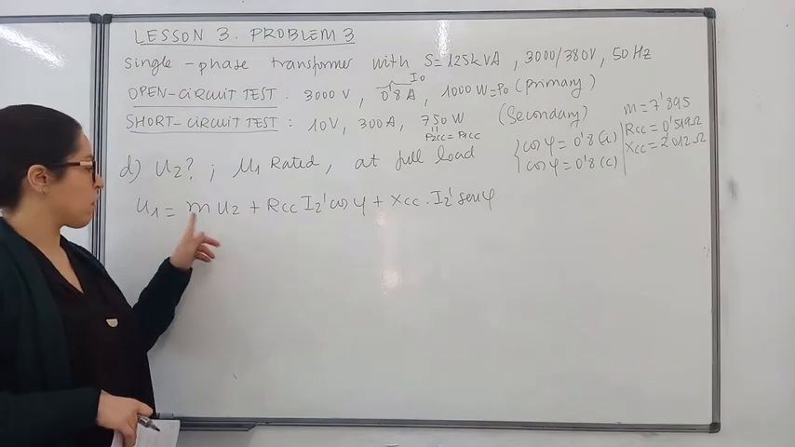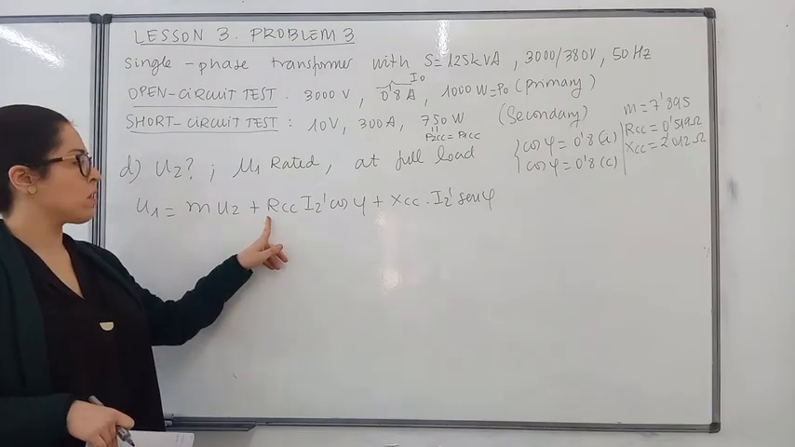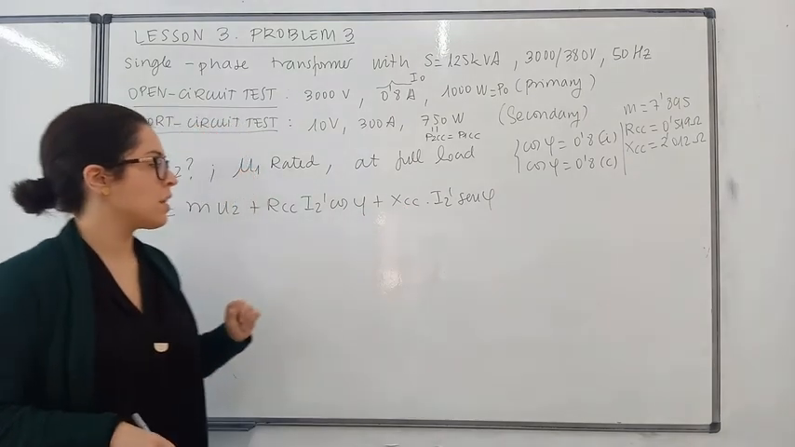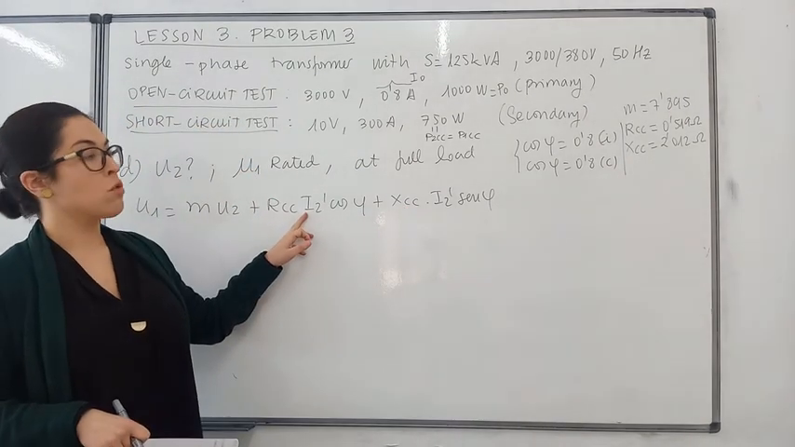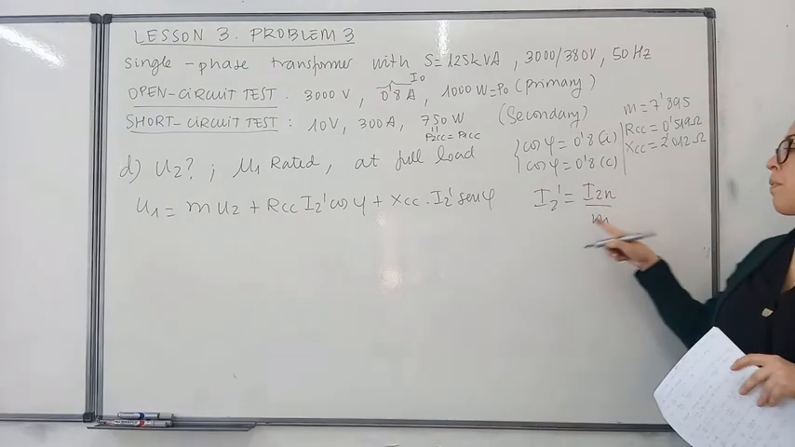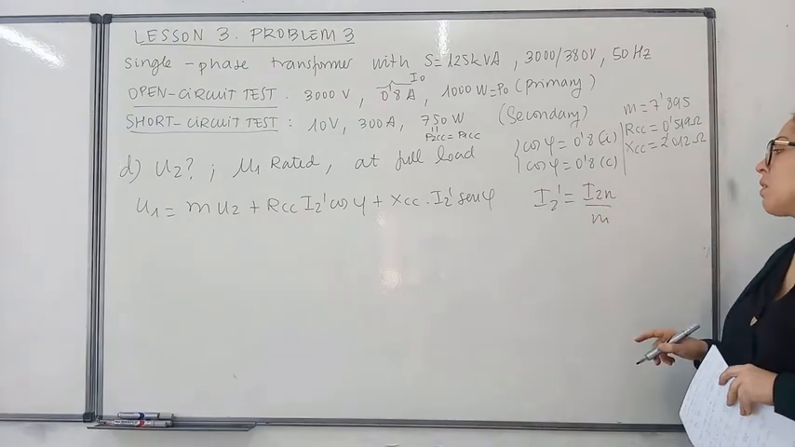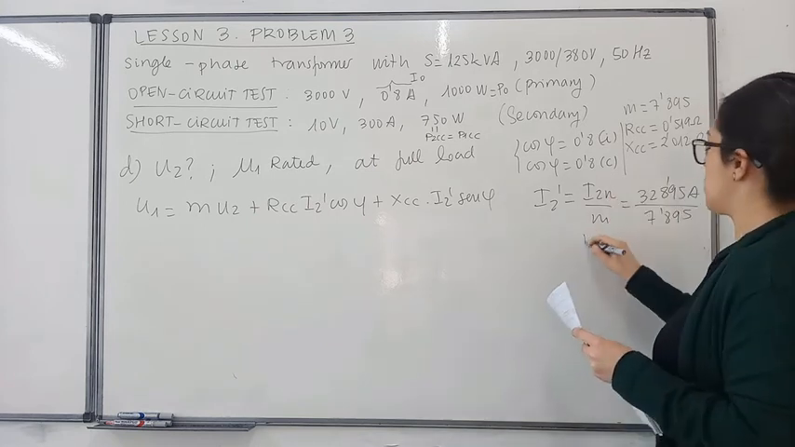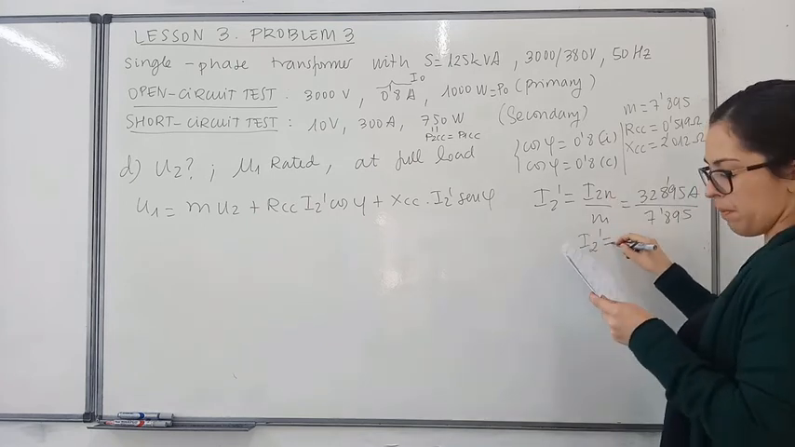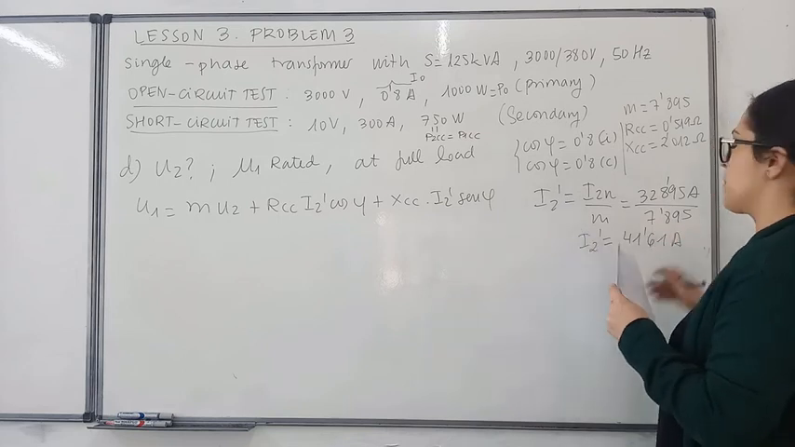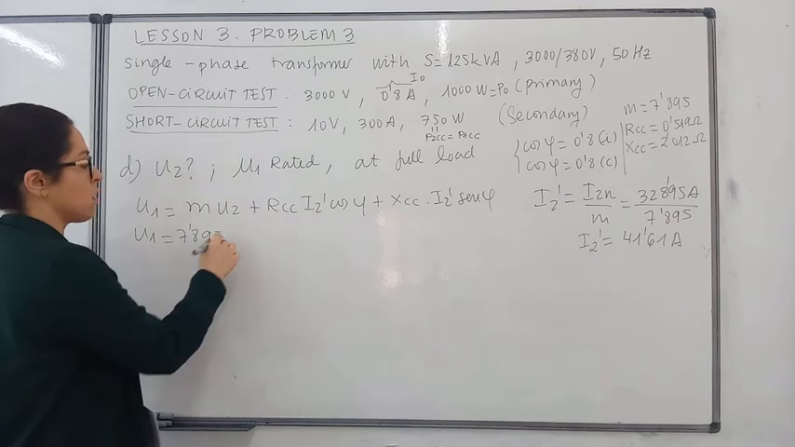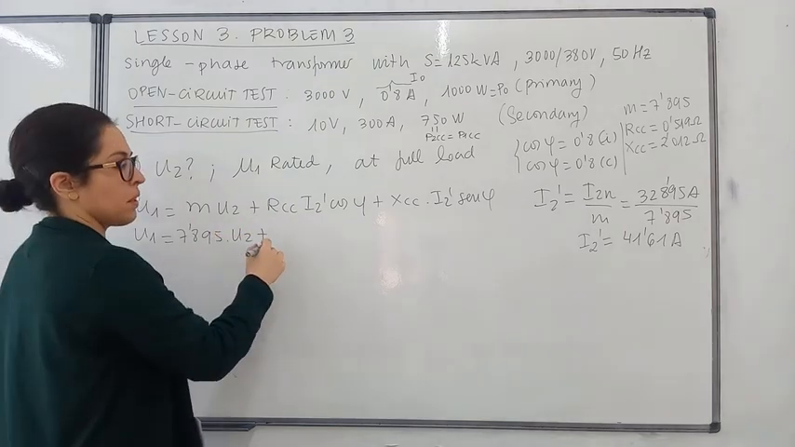So now that we have the transformation ratio, the resistance of the short circuit test, and the reactance of the short circuit test, we also need I2 prime. I2 prime was the nominal current in the secondary circuit divided by the transformation ratio. So that gives a value for I2 prime of 41.61 amps. So now you have all the values that you needed, so you can introduce them in this expression.